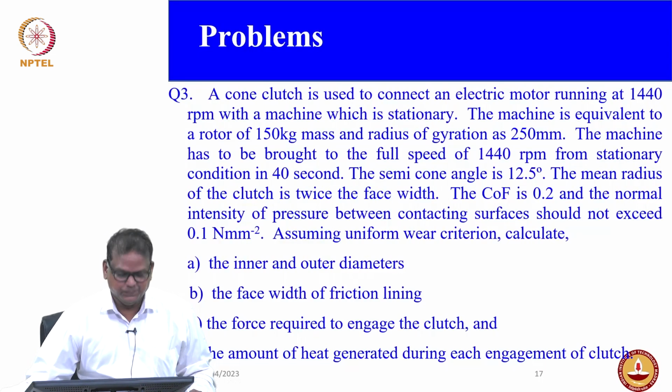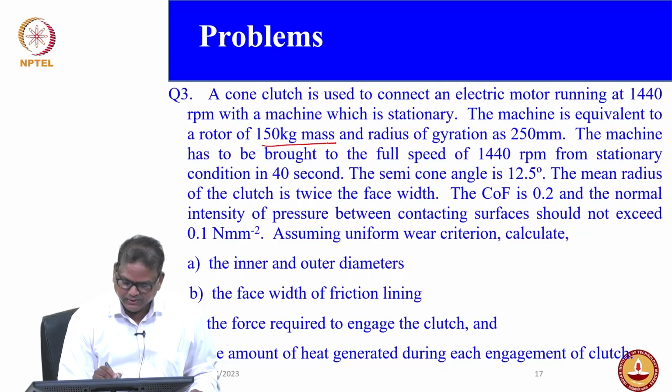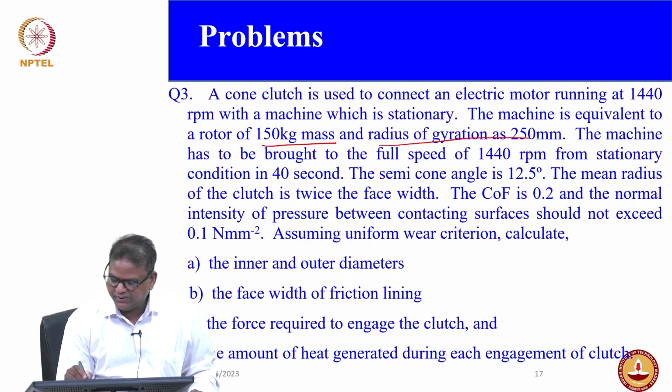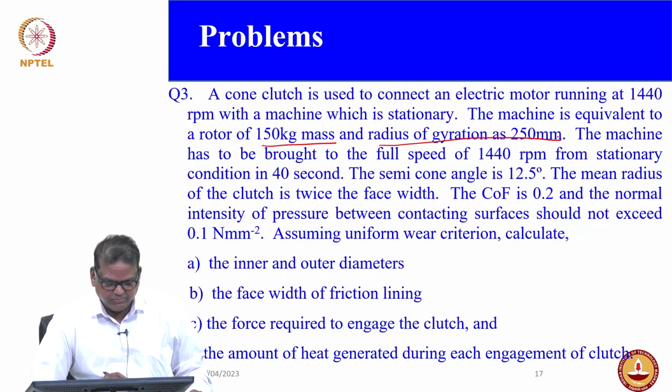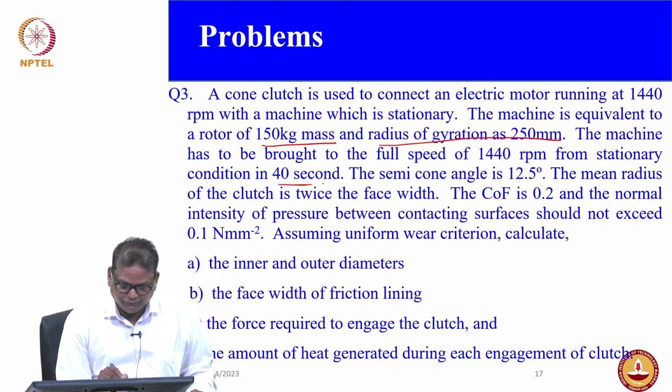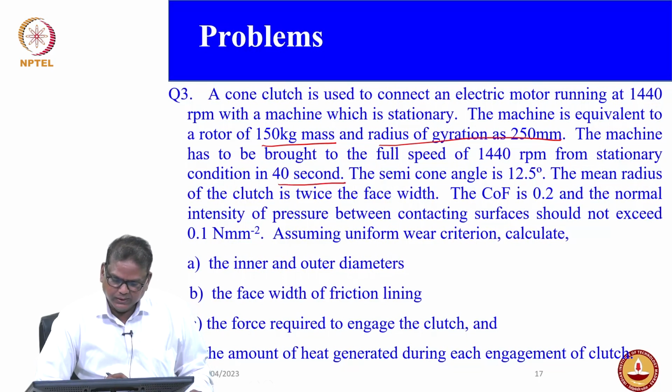Question number 3 for cone clutch aspect. A cone clutch is used to connect an electric motor running at 1440 RPM with a machine which is stationary. The machine is equivalent to a rotor of 150 kg mass and radius of gyration 250 millimeter. The machine has to be brought to the full speed of 1440 RPM from stationary condition in 40-second duration. The semicone angle is given as 12.5 degree.